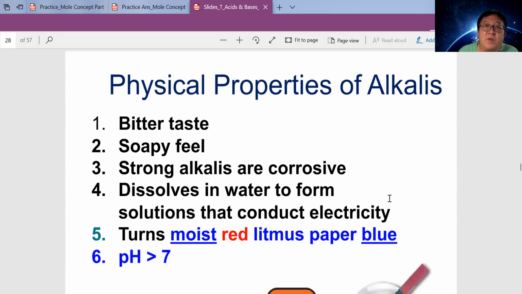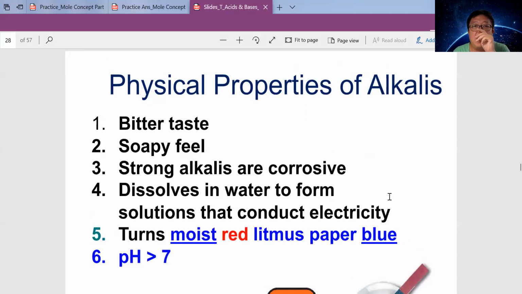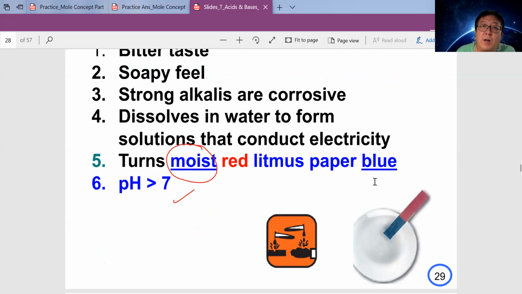Okay, this is a physical property. Bitter taste, soapy to the touch, strong alkali and corrosive. Don't underestimate alkali. They can be dangerous. After that, they can also dissolve in water to form solution that conducts electricity, and is the reverse of acid. Litmus paper turns from red to blue. Keyword: moist litmus paper. If it's dry, it cannot work. pH more than 7, up to 10. So this is the one.